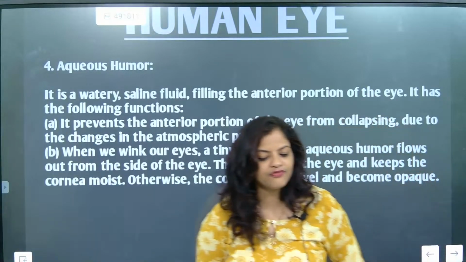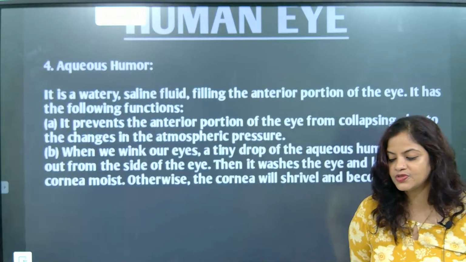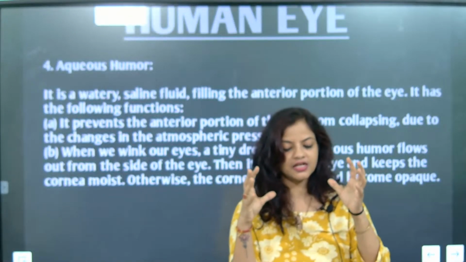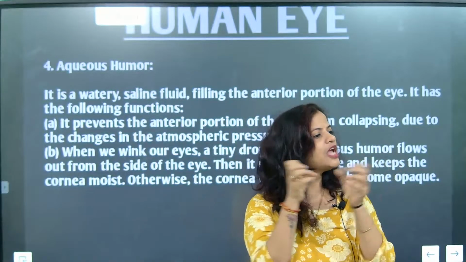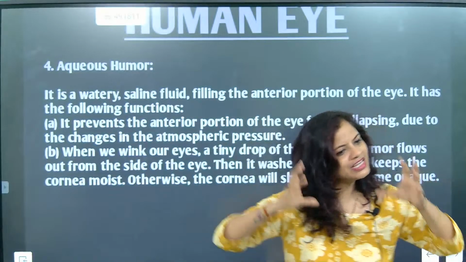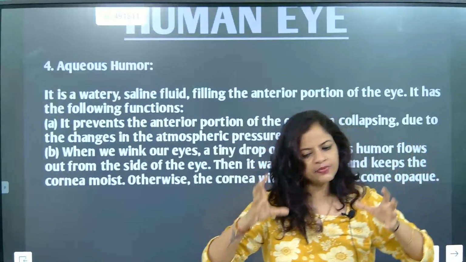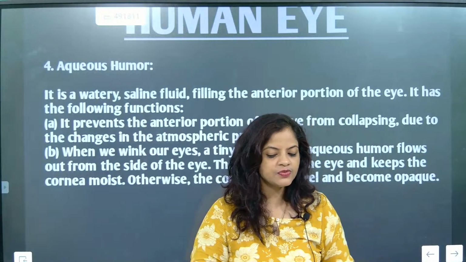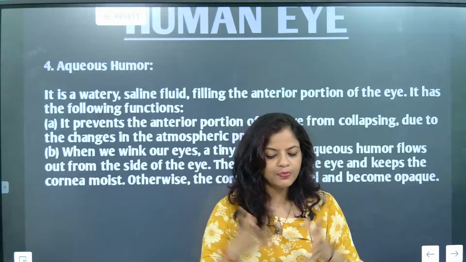So what are the following functions? It prevents the anterior of the eyeball from collapsing. So see here, anterior and posterior, both regions are there. When the fluid is present inside, it will not allow the eyeball to collapse. It keeps the shape intact. It keeps what, beta? It keeps the shape intact. Understood? Very good, Divya. So this is one of the most important properties.